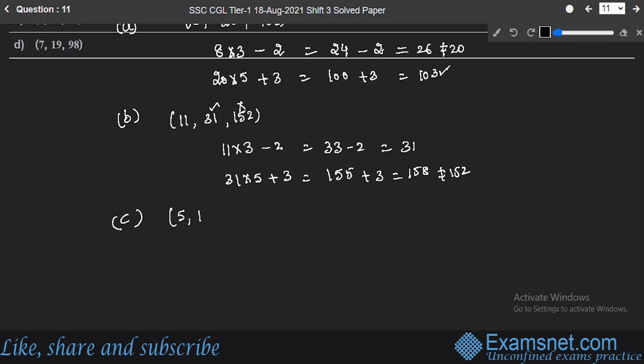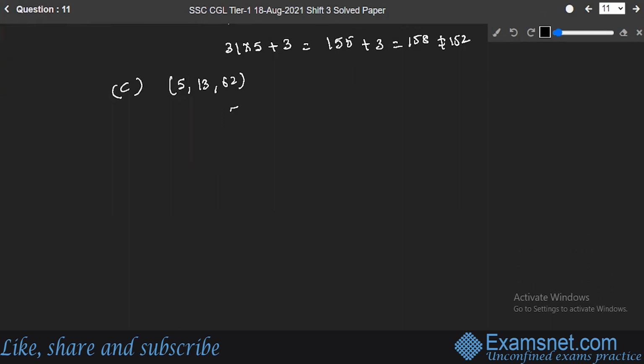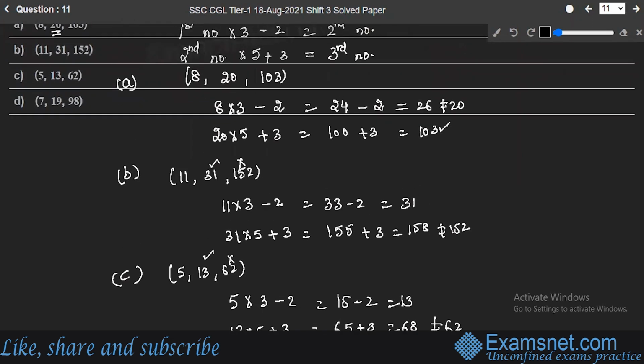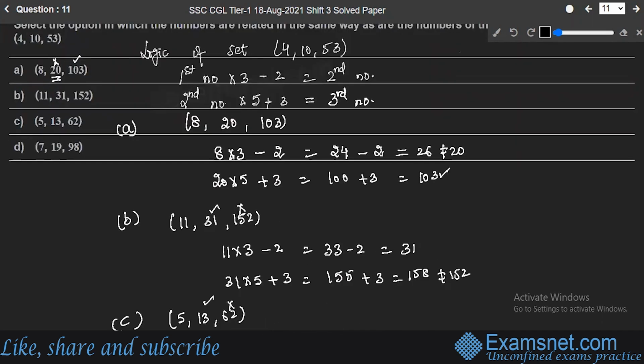Let's try option C, which is 5, 13 and 62. Let's check. The first number is 5, multiplied by 3 minus 2, which is 15 minus 2, equal to 13, which is correct. 13 multiplied by 5 plus 3 is equal to 65 plus 3, that is 68, which is not equal to 62. So this is incorrect. You have seen that options A, B, C are all incorrect, because either the second or the third number does not match.